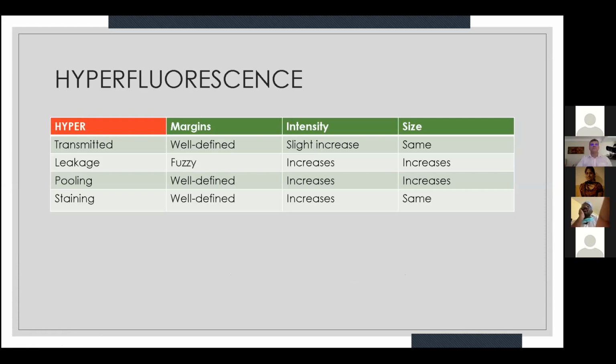Hyperfluorescence, we have 4 different patterns. It is transmitted, leakage, pooling, or staining type. In case of transmitted, usually hyperfluorescence will be well defined, slightly increasing in intensity, and size remains the same. Whereas in leakage, we have fluffy borders increasing in intensity and size. Pooling will be well defined, increasing in intensity and size. Staining will be well defined, increasing in intensity, but size remains the same. So what are these and how do we assess the patients and diagnose? We'll see in the following slides.